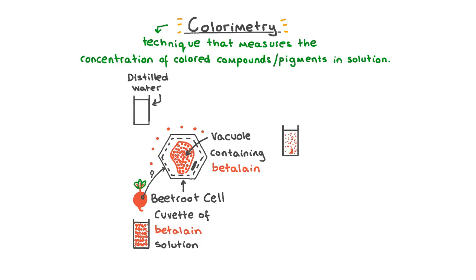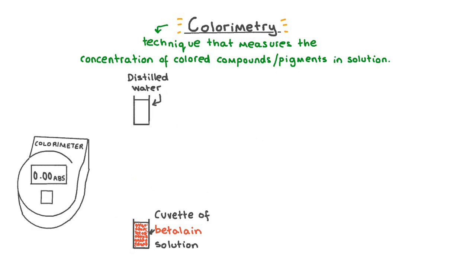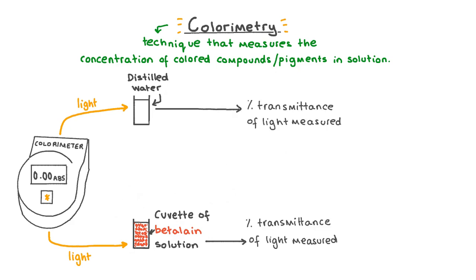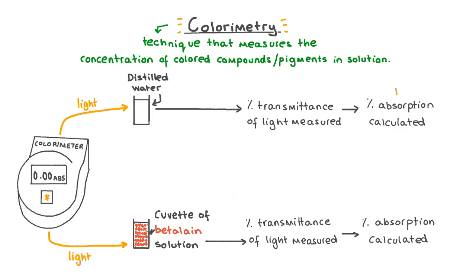After 30 minutes, the beetroot sample can be removed, and the solution can be placed into a vial called a cuvette. Each of these cuvettes can be individually placed into a device called a colorimeter. The colorimeter passes light through the solution that's placed within it, and measures the percentage of light that's transmitted through the pigment and is picked up by a detector. The colorimeter can then work out how much light was absorbed by the pigment itself, and this is displayed on the colorimeter screen.